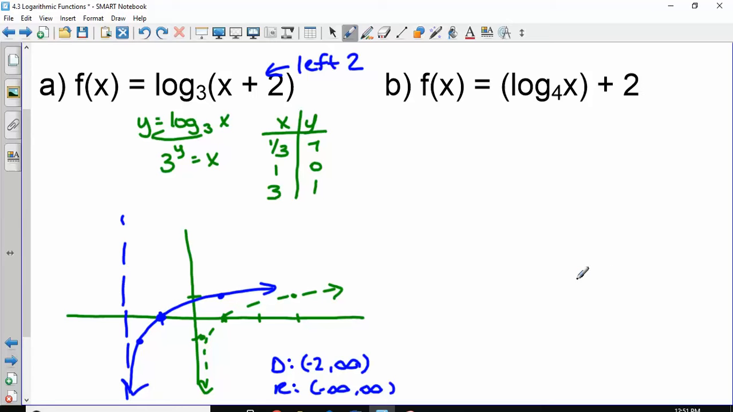So just like with the exponential, since it had a horizontal asymptote, if we moved it up or down, we had to move that asymptote. Logs have a vertical asymptote, so if we move them left or right, we have to move that with it. Any questions?